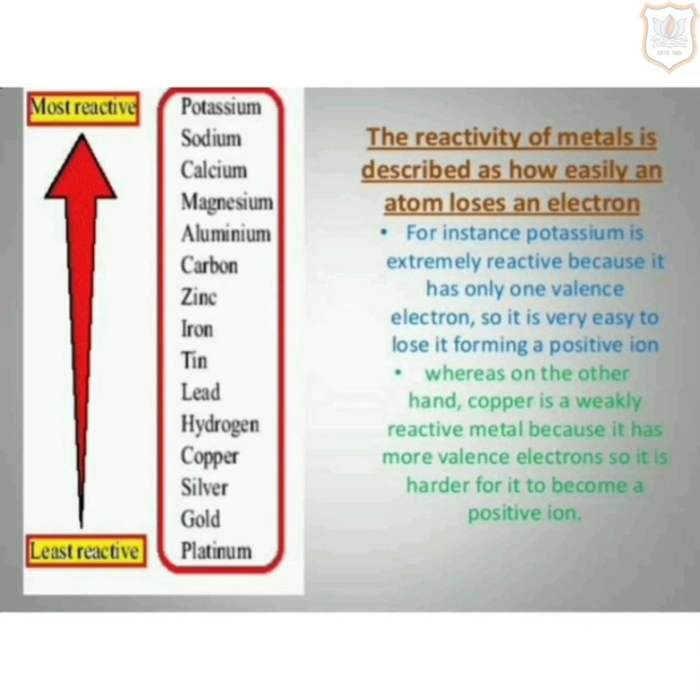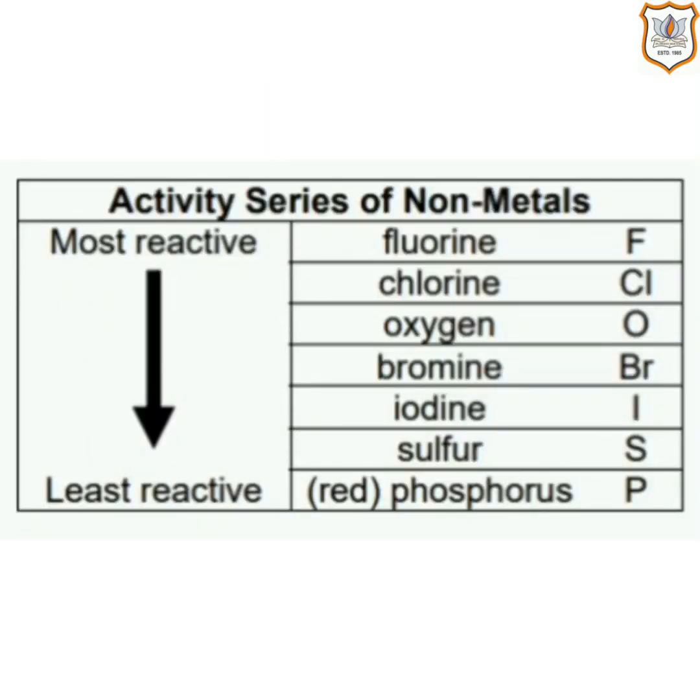There is also a series for non-metals. Here we see that fluorine is more reactive and phosphorus is less reactive because it is present at the bottom of the series. Let's see some examples of single displacement reactions.